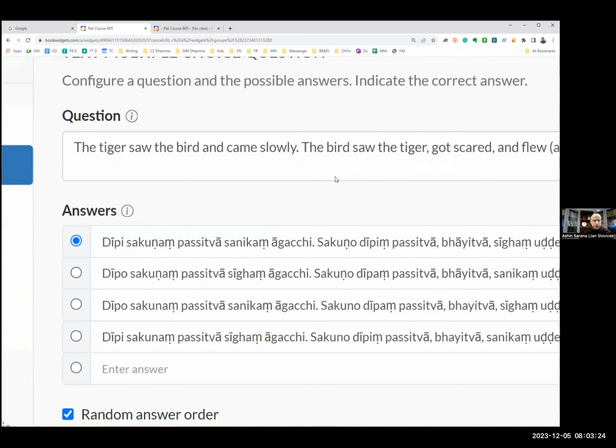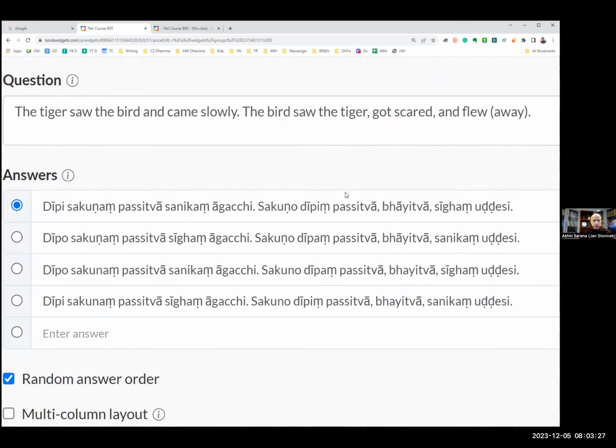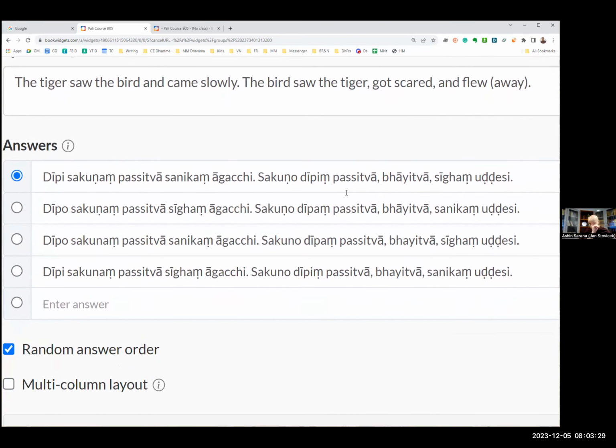The tiger saw the bird and came slowly. The bird saw the tiger, got scared, and flew away. Deepi sakunang pasitva, sanikang or sighang. Sighang means fast. Sanikang means slowly. Sanikang agachi. Sakuno, deeping or deepang.